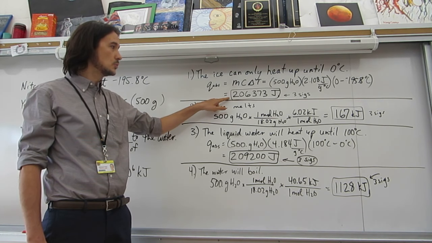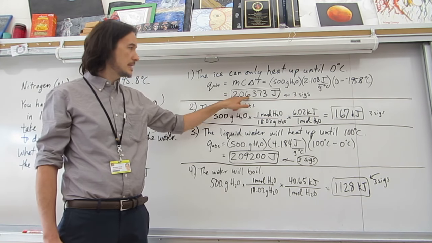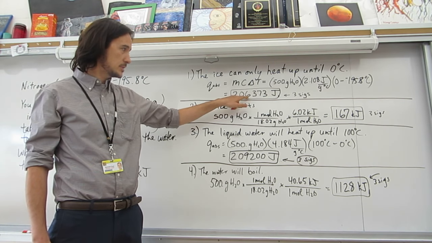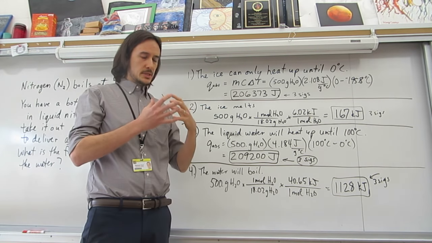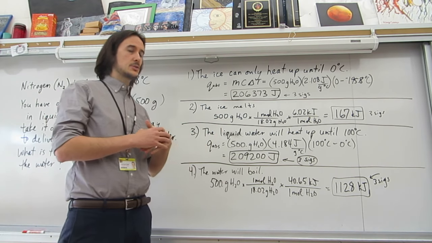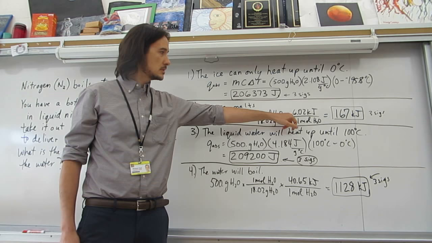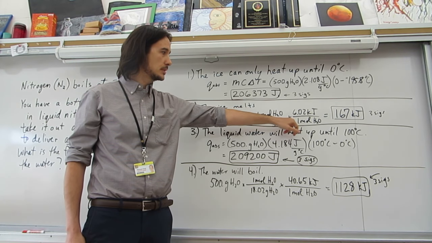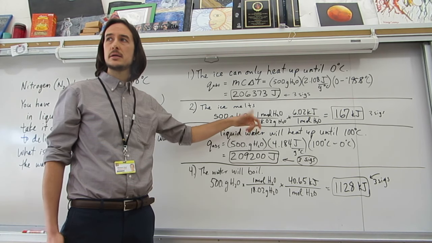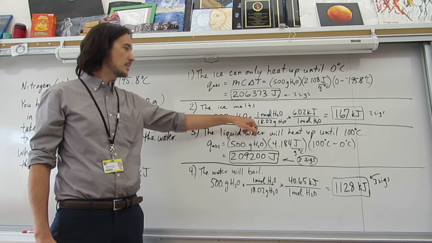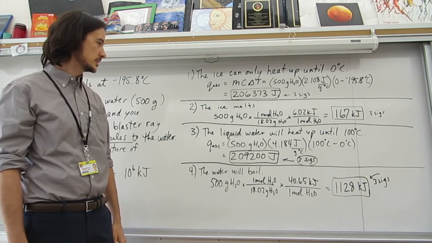206,373 joules. I'm reminding myself that's 3 sig figs. So the last figure that's significant is the 6. Once this ice is 0 degrees Celsius, then it's going to melt. So we use the heat of fusion of water, which is 6.02 kilojoules per mole. So 500 divided by 18 times 6, we get 167 kilojoules. That's also 3 sig figs.